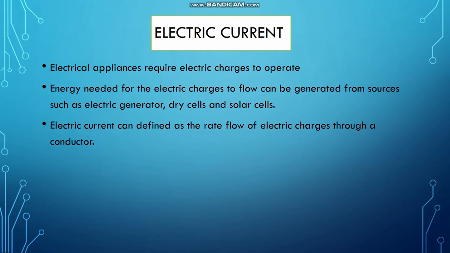Next, we will learn about electric current. So what is electric current? Electric current is defined as the rate of flow of electric charge through a conductor. Every electric appliance requires electric charge in order to operate. The energy needed for the electric charge to flow, which is the electric energy to move the electrical appliance, comes from sources such as an electric generator, dry cell, and also solar cell.